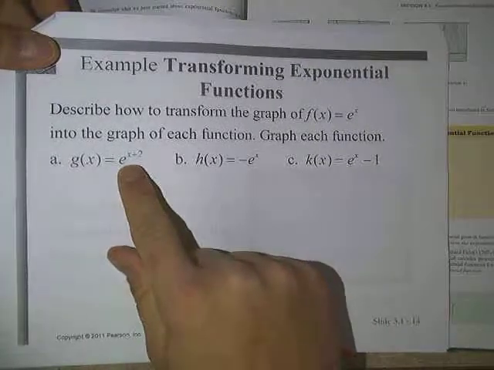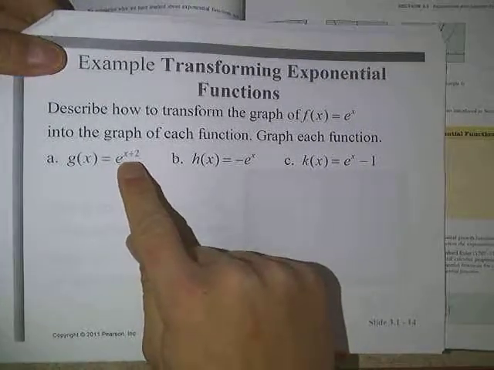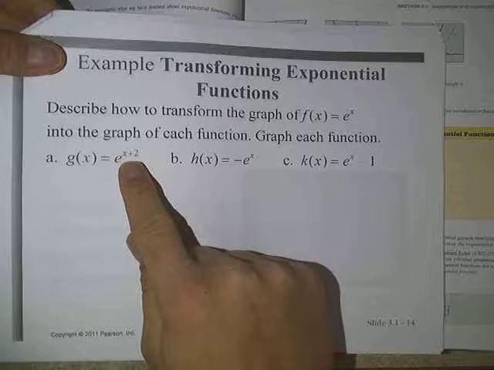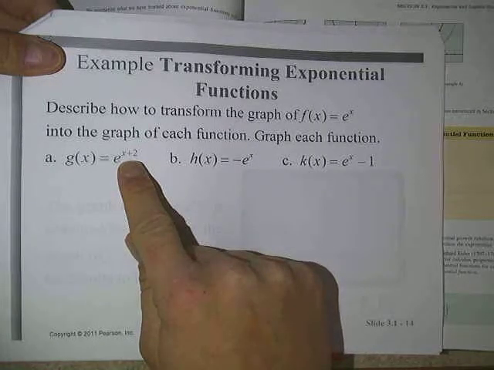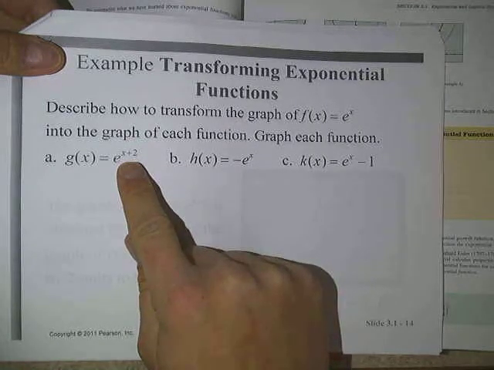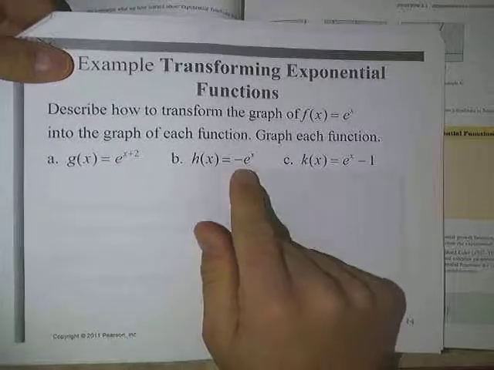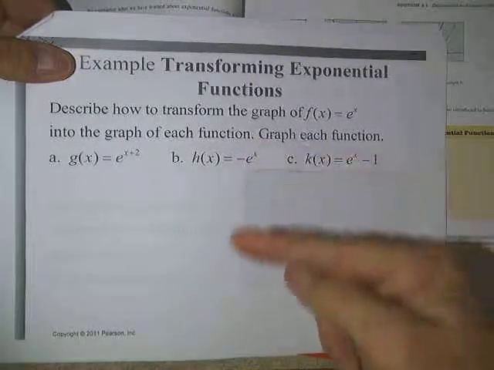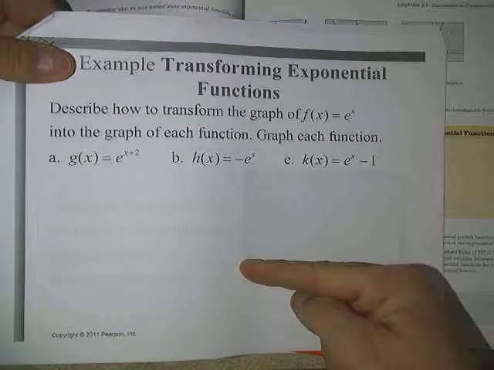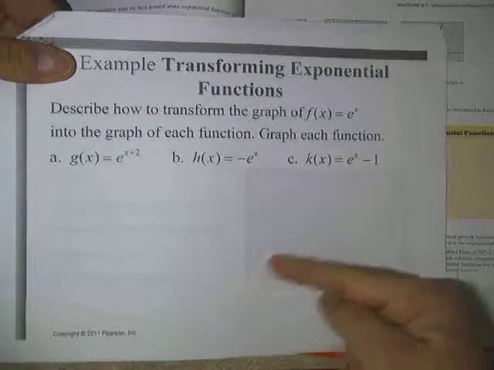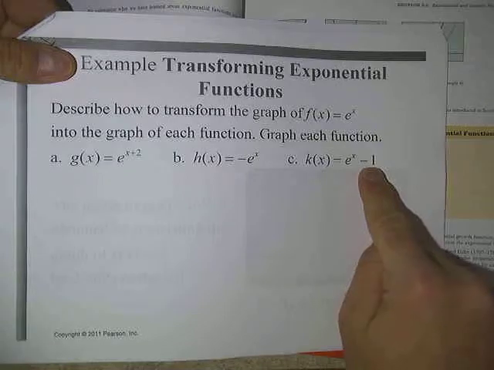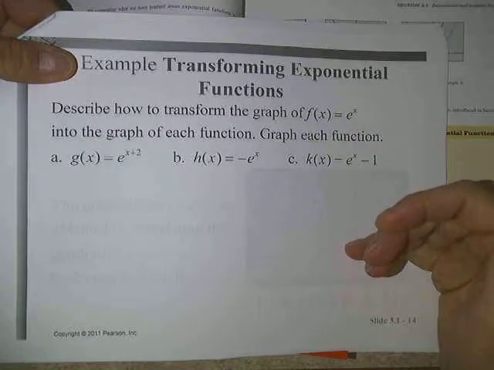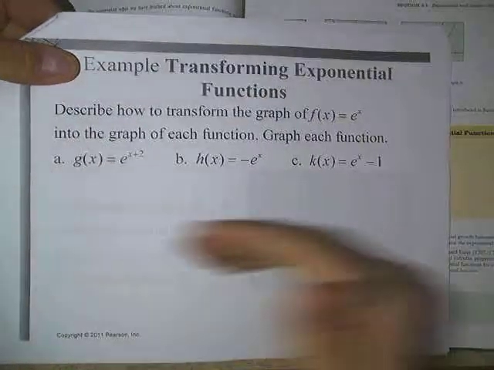And also, transforming works the same way, same rules. So we already know what's going to happen with this one. It's going to be the e to the x function, but move 2 to the left, plus 2, because when we're in the x direction, it's opposite. If I were to put a negative sign out in front, that's going to take my e function and flip it over the x-axis this time.